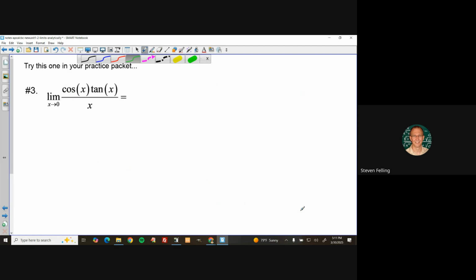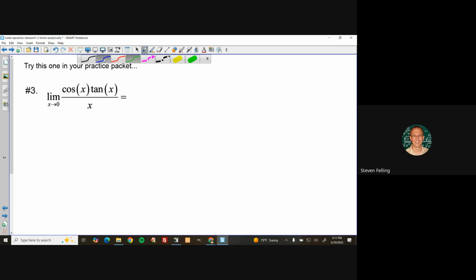Here's another one. You can give this one a try, similar to the one we just did. See if you can split this up and combine things in such a way that you can use those special trig limits. So pause the video, give it a shot, and unpause it.